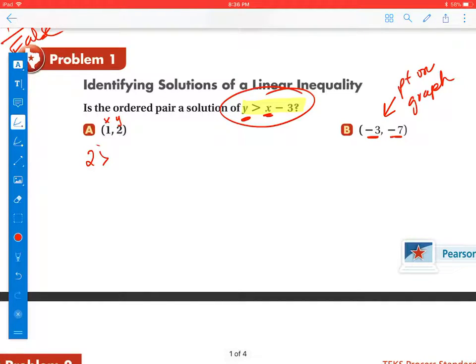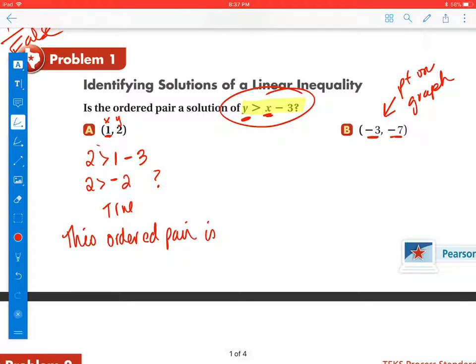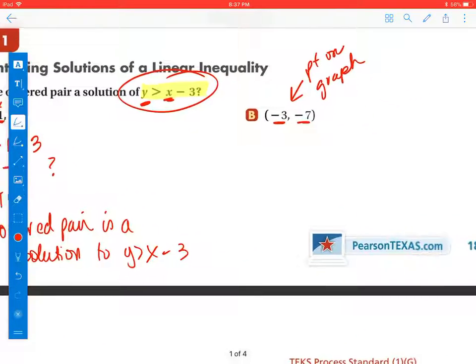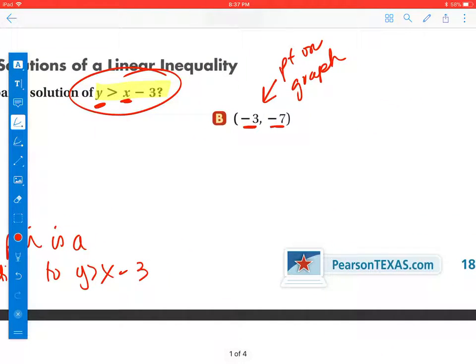So my y value is 2, so I'm going to substitute that in for my y value, greater than, and then my x value is 1 minus 3. So 2 is greater than, 1 minus 3 gives us negative 2. 2 is greater than negative 2. Yes, this is true. So that means that this coordinate point, this ordered pair, is a solution to y greater than x minus 3. Now remember, when we have an inequality, there can be multiple solutions.